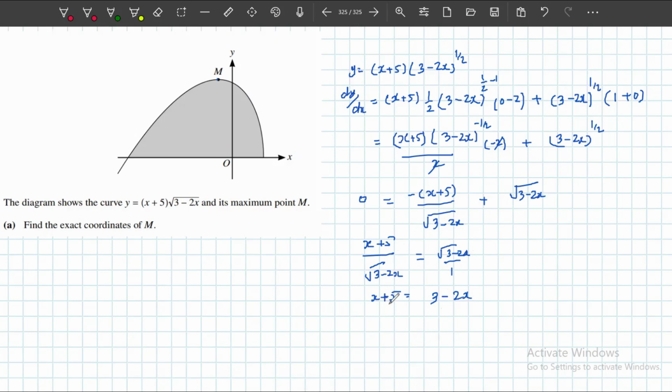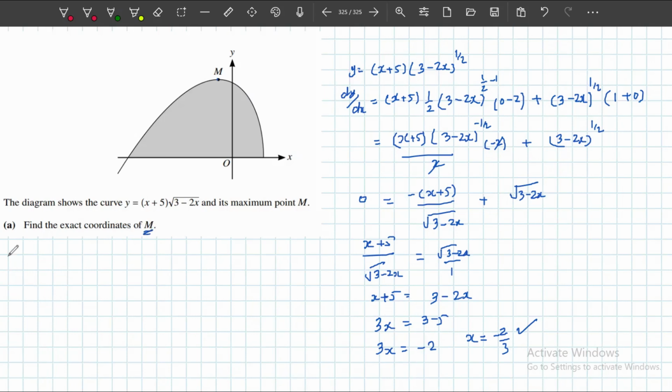So we will find the x value from here. If I take 2x from right to left, it becomes plus 2. So 2 plus 1x, 3x is equal to 3 minus 5. That means 3x is equal to minus 2, and lastly, we can say that x is equal to minus 2 over 3. So we will replace this value of x in the original curve y, and we will see what is the value of y when x is minus 2 over 3, and that is our maximum point, the exact coordinate of M.